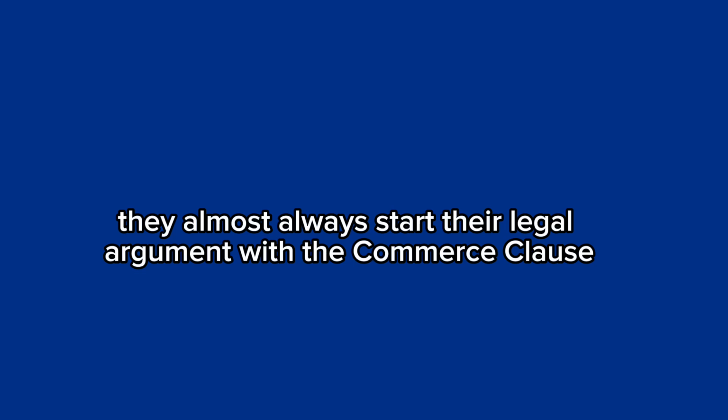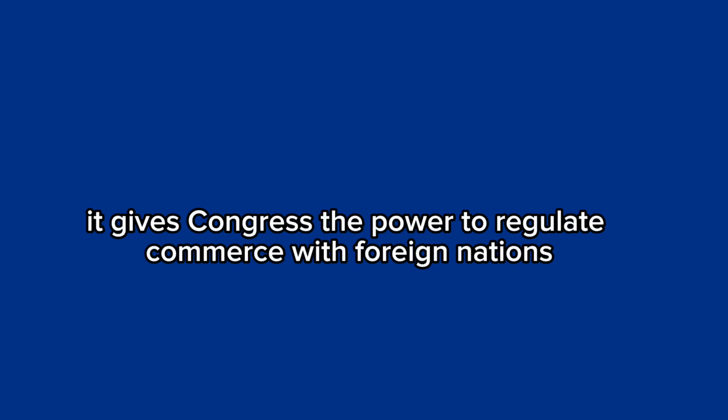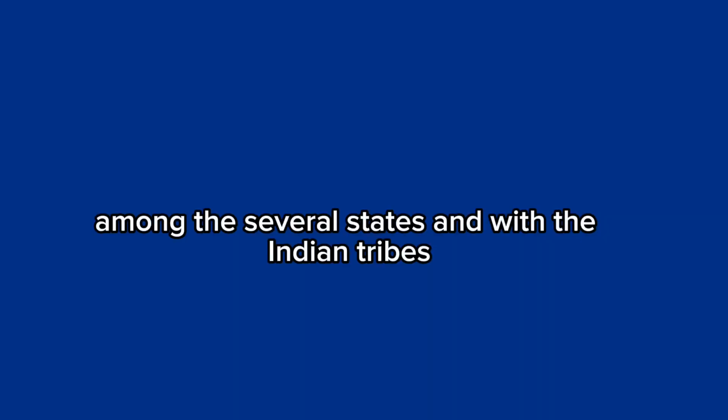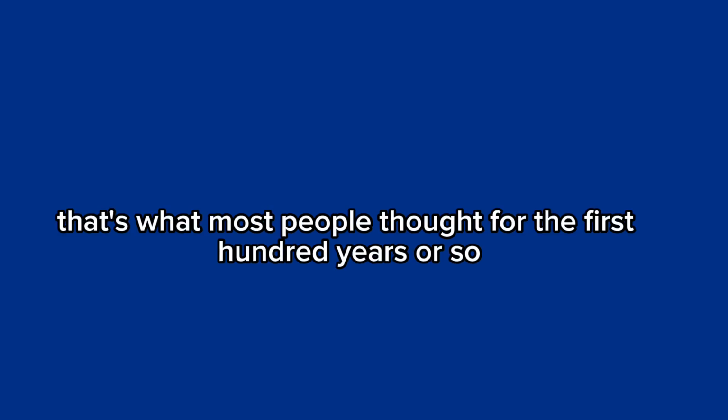They almost always start their legal argument with the Commerce Clause. It truly is the engine of modern federal regulation. And you find the text in Article 1, Section 8, Clause 3. It gives Congress the power to regulate commerce with foreign nations, among the several states, and with the Indian tribes. On the surface, that sounds pretty straightforward. It sounds like rules for shipping goods across state lines, trade. That's what most people thought for the first 100 years or so.